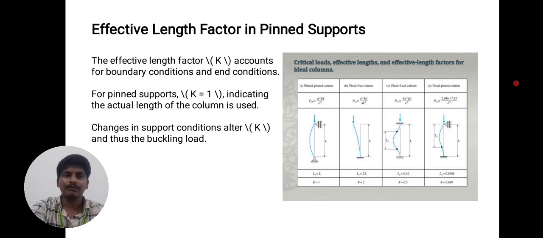Effective length factor in pinned supports. Effective length factor K accounts for boundary conditions and end conditions. For pinned supports, K is equal to 1, indicating the actual length of the column is used. Changes in support conditions alter K and thus the buckling load.